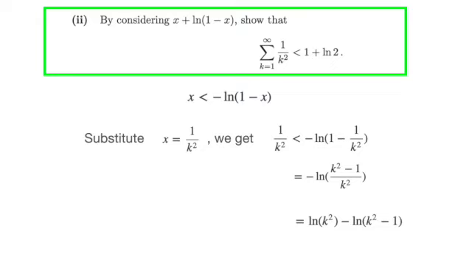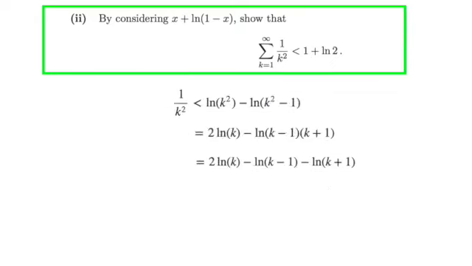The next bit is slightly clever. We need to use the property of logarithms again to write ln k squared as 2 ln k and split up ln k squared minus 1 into ln k minus 1 plus ln k plus 1. We are now ready to take summation on both sides.